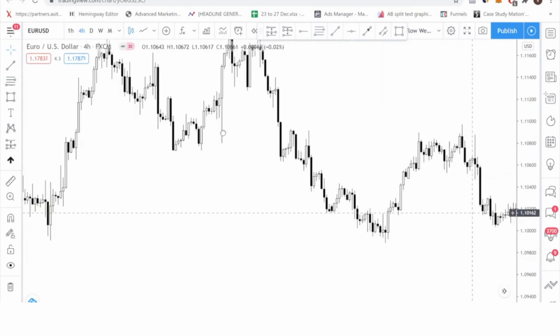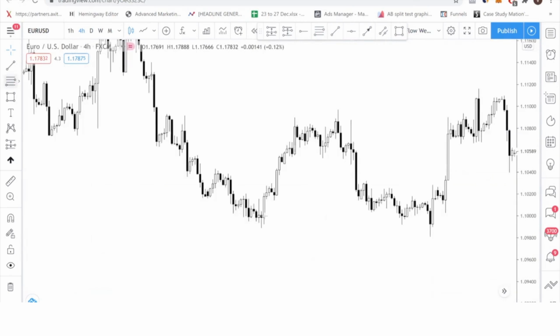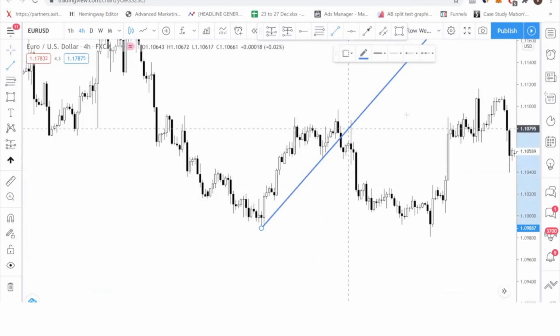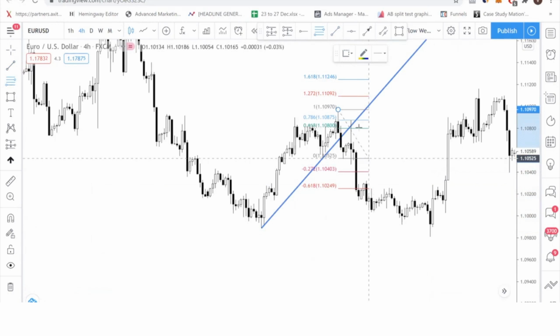Okay, so in this example that I showed you just now, I want to show you how to enter the trade. How do you place your stop loss and your entry? Earlier on I explained to you that this is a good trade. So let's say you entered somewhere here. You entered at the resistance.